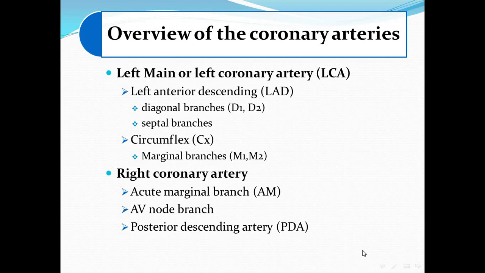Therefore, we need to know what the branches are and what is normal and abnormal in coronary arteries. Normally, there are two coronary arteries. The left one comes out from the left coronary sinus of the root of the aorta, and the right coronary artery comes out from the right coronary sinus, as we mentioned previously. The left main coronary artery, or left coronary artery, immediately after its origin gives off two branches: the left anterior descending and the circumflex.